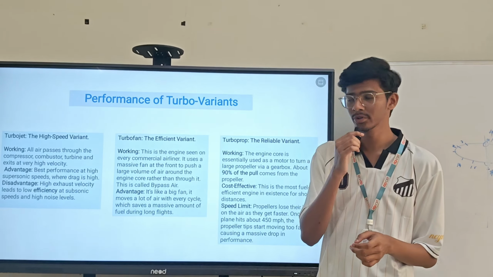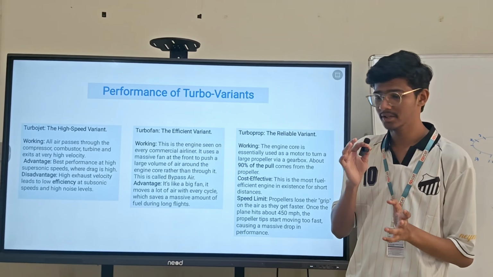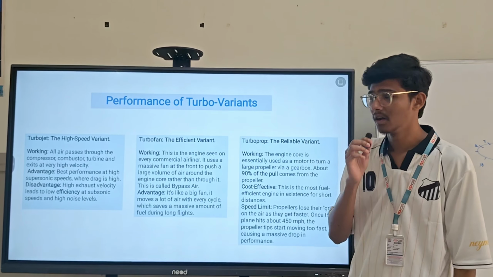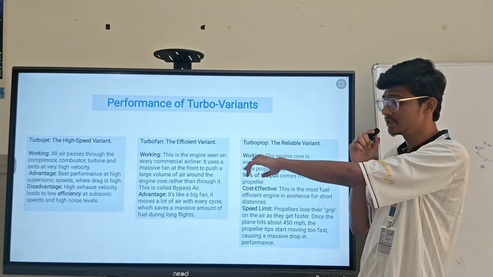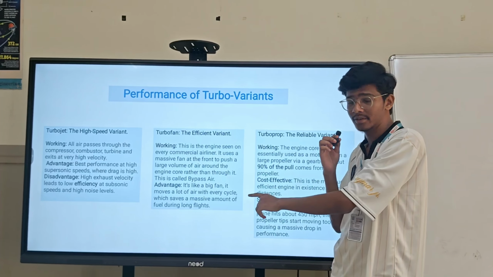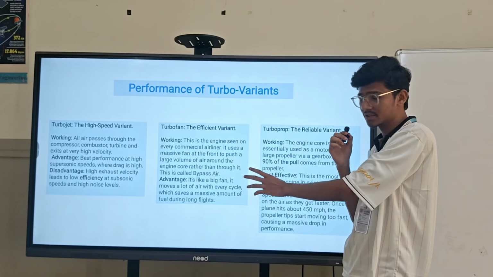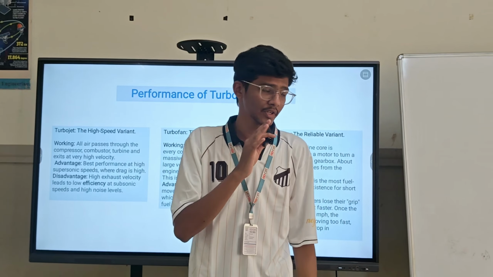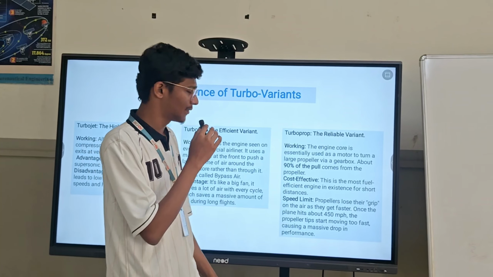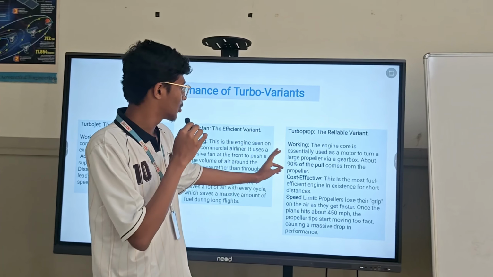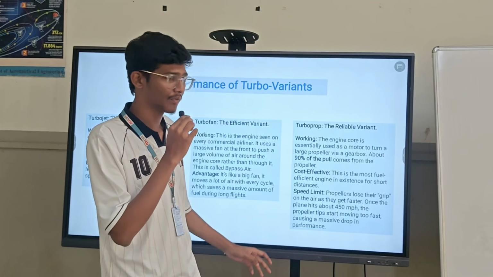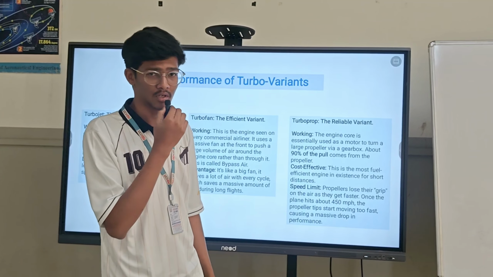Moving to the turboprop engine, the main thing is the propeller, which provides 90% of the thrust in that engine. The turbojet engine is used in older jet flights, and the turbofan engine is used in high-speed, long-distance flights. The turboprop engine is used in regional flights, and there is a speed limit of 450 mph for turboprop engines. They are cost effective, so we use them for cost efficiency.